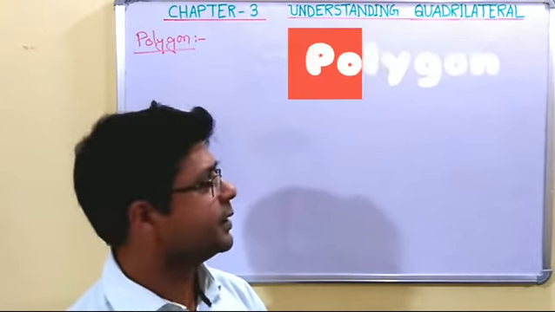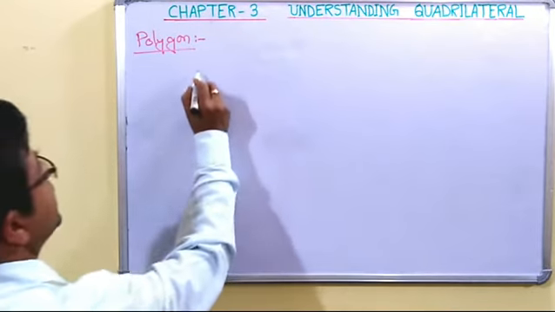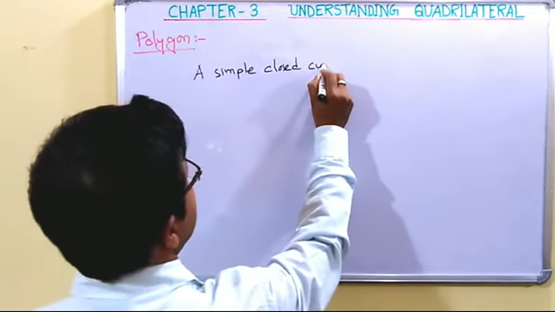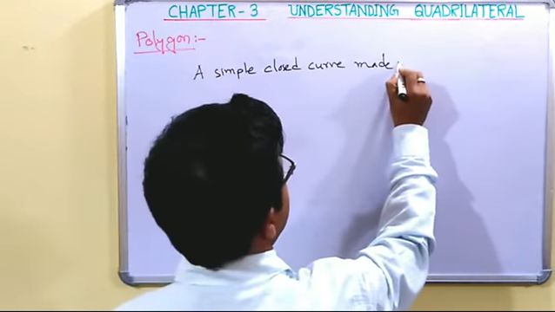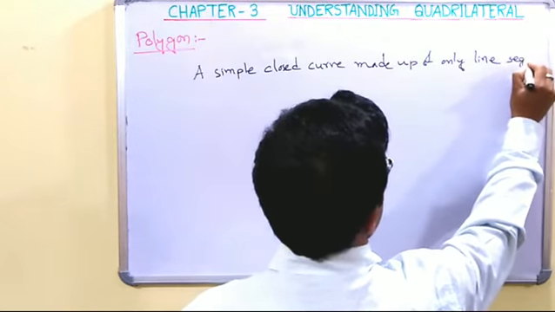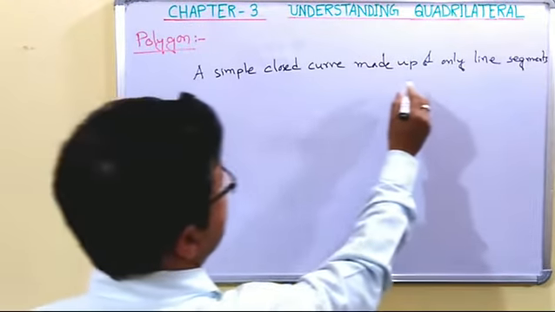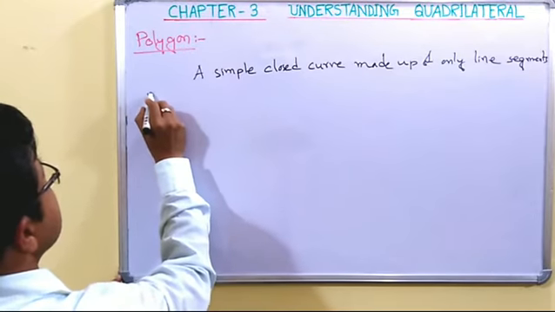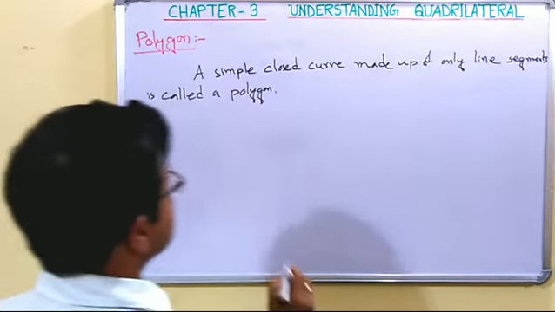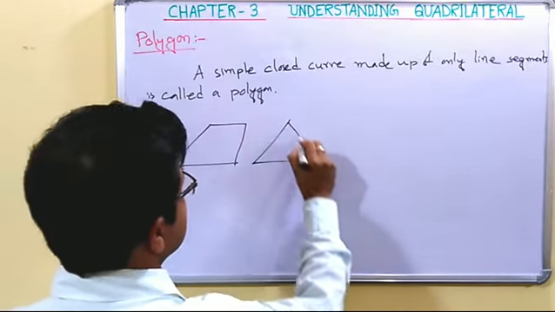Now a simple closed figure which has many sides. A simple closed curve made up of only line segments is called a polygon. Okay, suppose this is a polygon. This is a polygon.